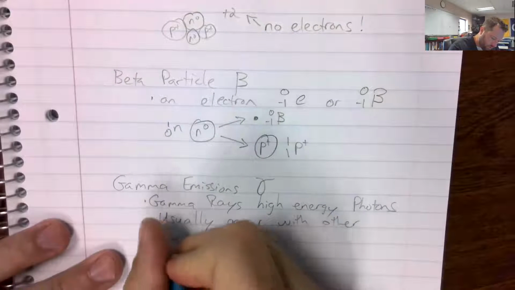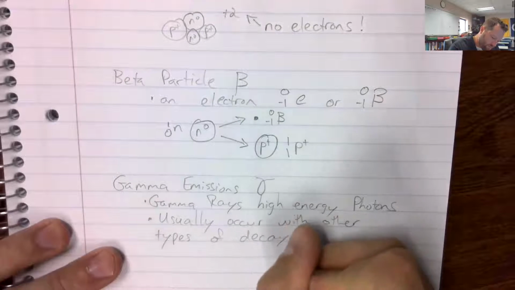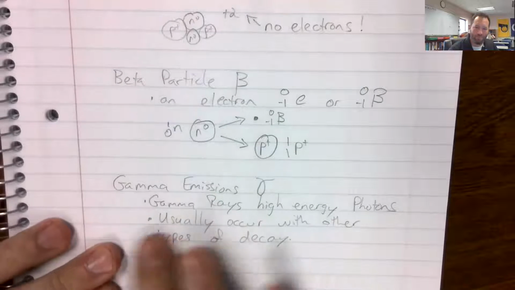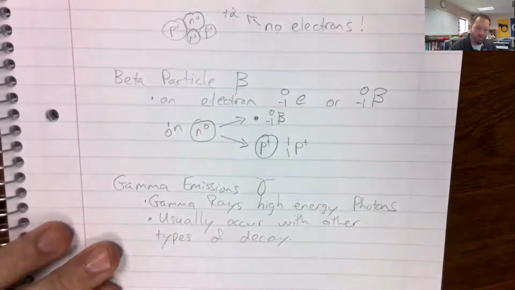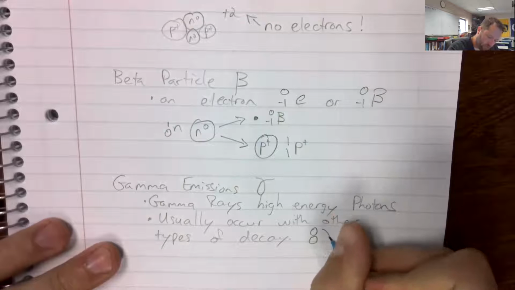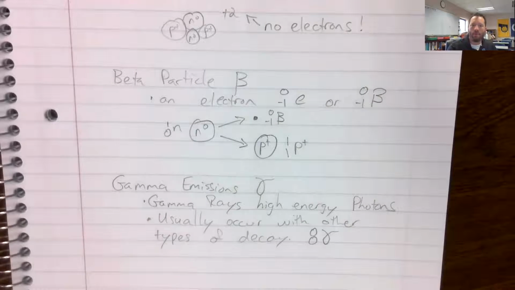These usually occur with other types of decay. So you usually have gamma rays along with other types of decay. And again, there's no mass, no charge. So they're really pretty easy to work with. It's just 0, 0, gamma. We'll see an example of that in just a minute here.